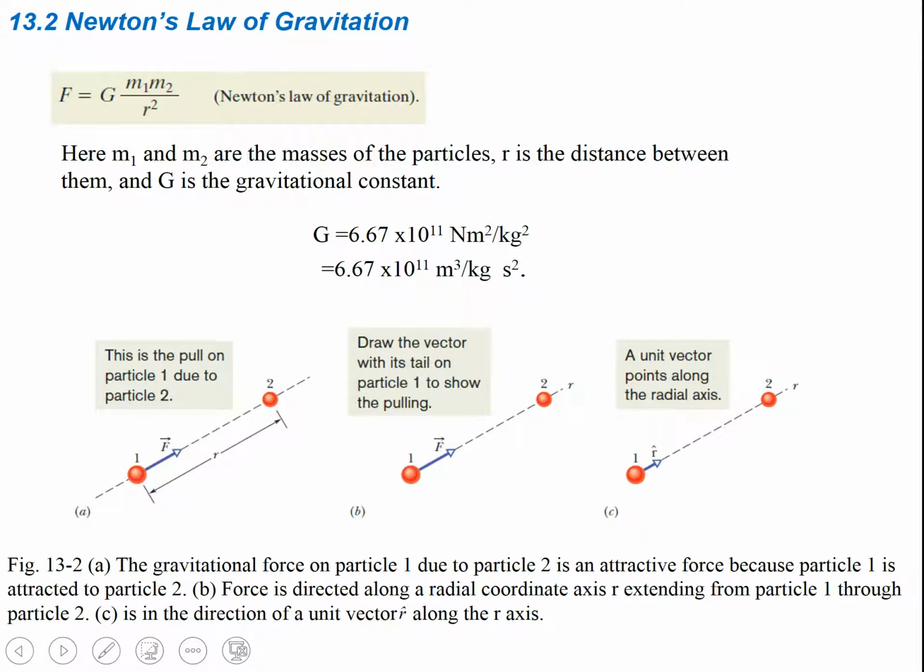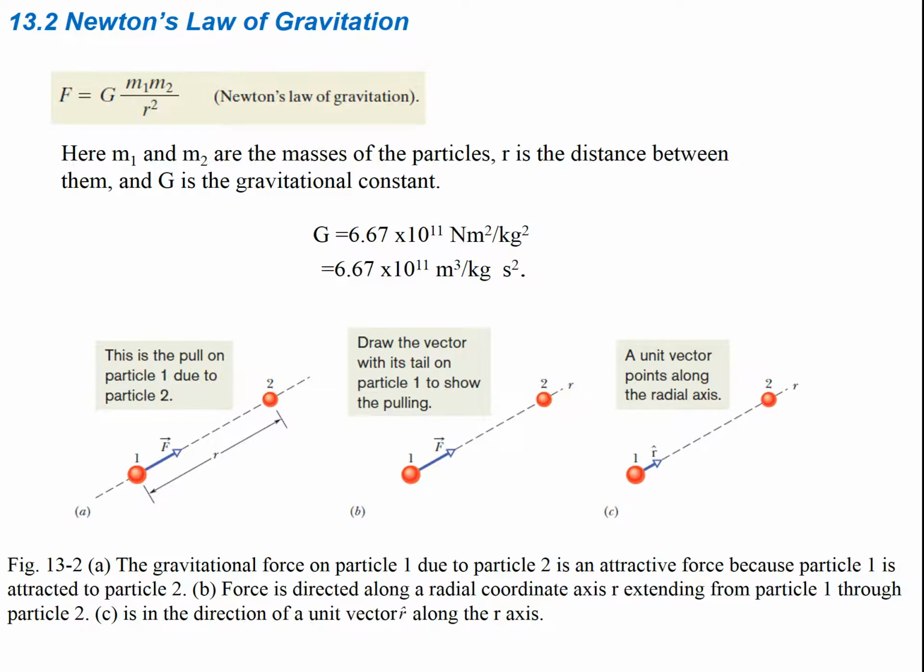So the force of gravity is going to be equal to G, which is a constant, times two masses, m1 m2, divided by r squared. This is called Newton's law of gravitation. What this is saying is that if you have two particles, as shown down here, let's say one massive particle here and a second massive particle over here, there's going to be this gravitational attraction between them.